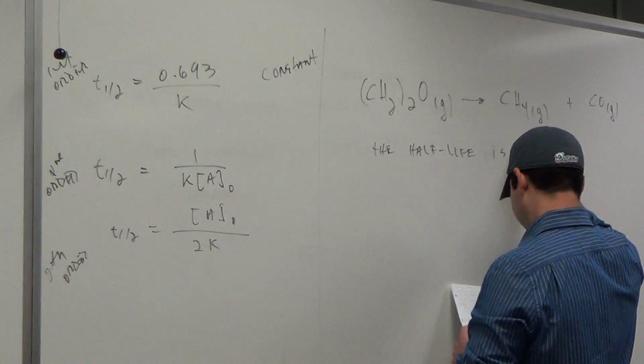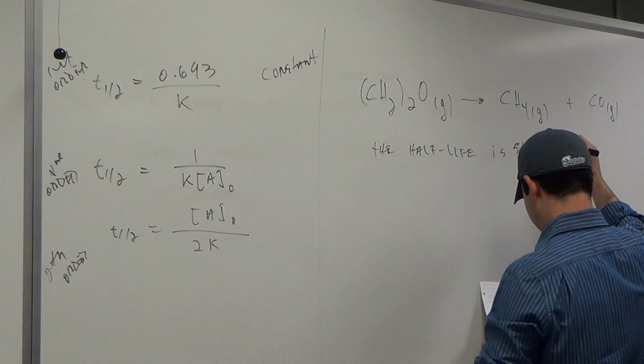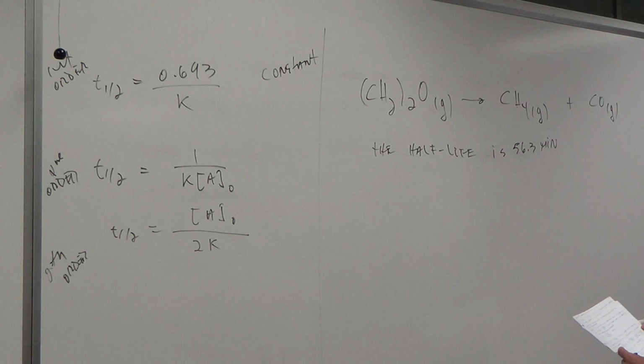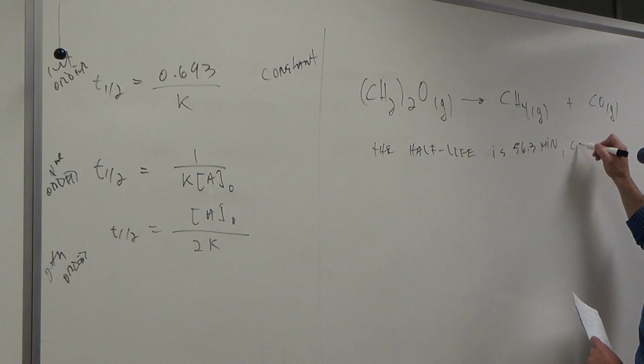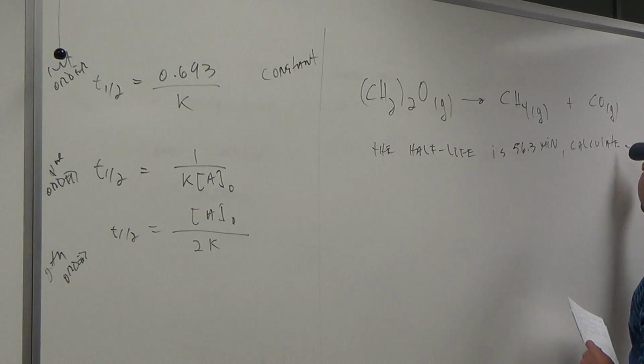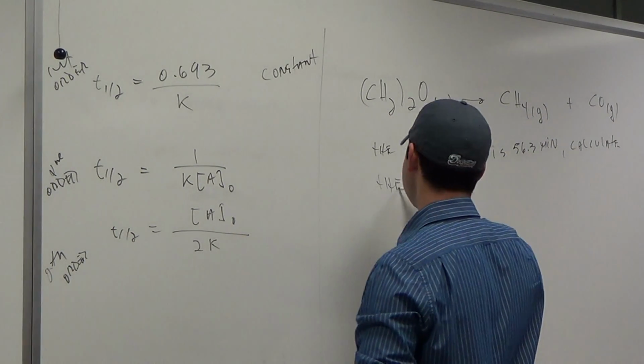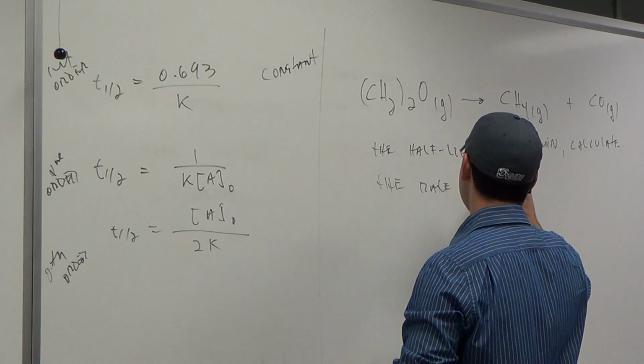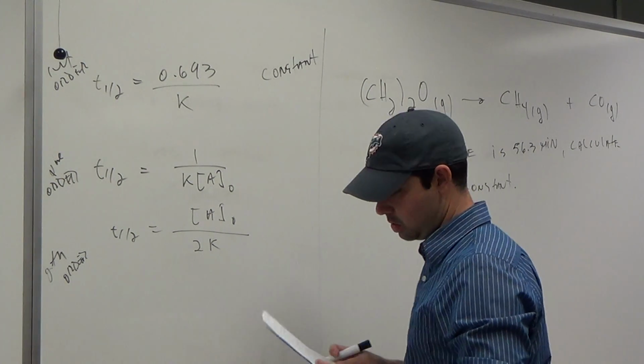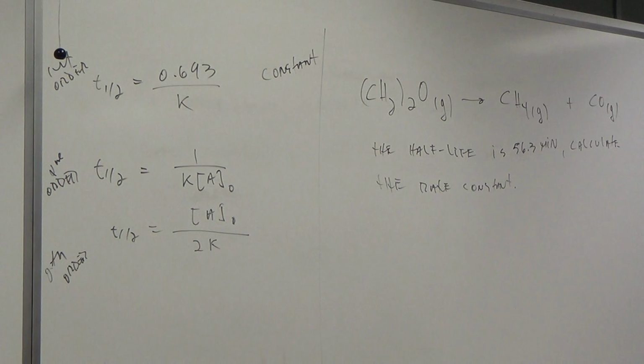The half-life is 56.3 minutes, right? Calculate the rate constant. It's a nice little twist. I want the rate constant in seconds, okay? Units of seconds. Whatever, I can't tell you more, but in seconds, not in minutes.